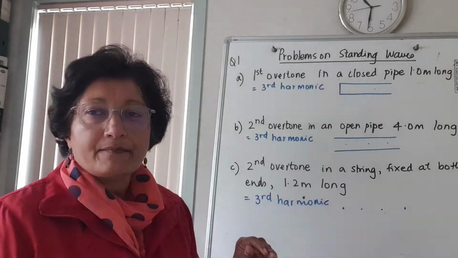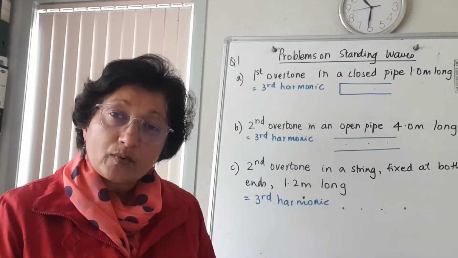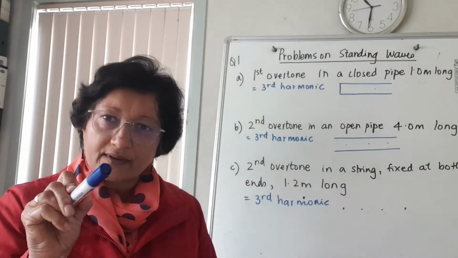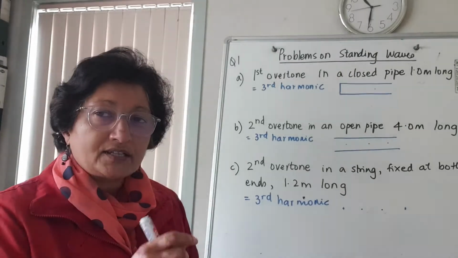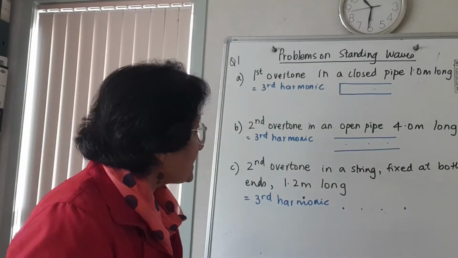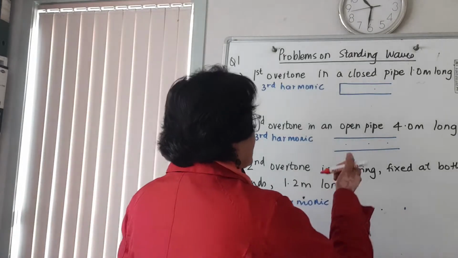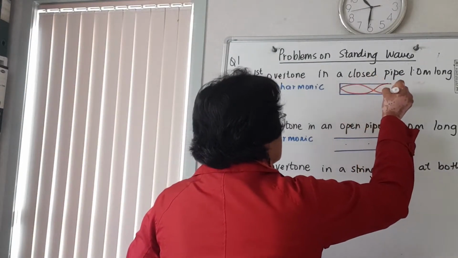What we need to remember is that the fundamental in a closed pipe is only a quarter of a wavelength, so it's got a shape like that. So the first overtone, which is the third harmonic, will have 3/4 wavelengths. So what does that shape look like? 3/4 wavelengths look like that.